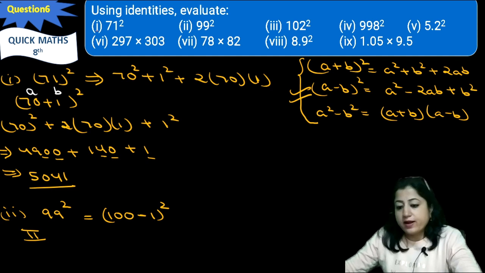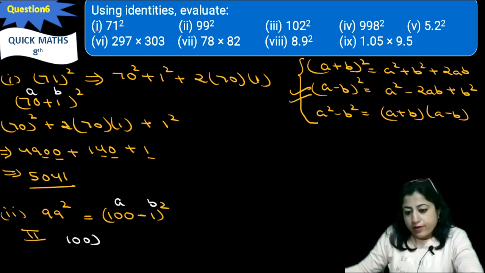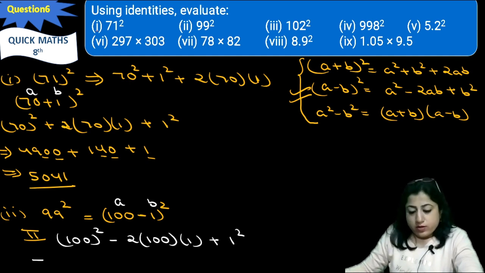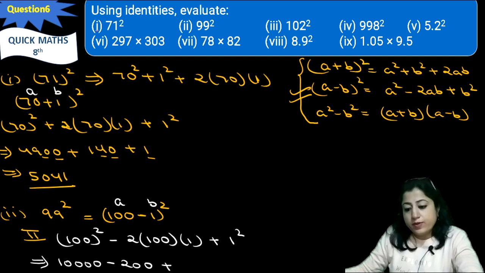This one is the second identity, out of which, using white color, I will show. This is a, this is b, (a minus b) whole square. So it will be 100 square minus 2ab, 2 into 100 into 1, plus b square. B square is 1 square. So it can be written as 100 square, 2 zeros square, it will be 4 zeros, minus 2 into 100, it is 200, plus 1.